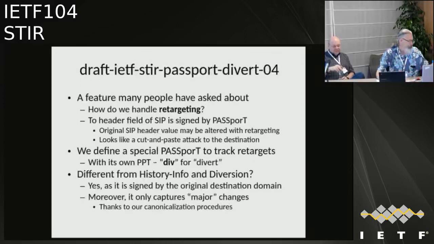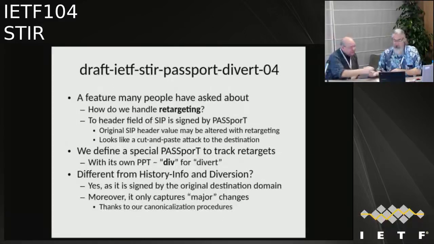So what is divert, and why do we keep working on this forever? Because this answers a pretty pressing issue for STIR, which is in a lot of these forwarding cases, you may end up with a two-header field being signed by Passport, but if something gets changed in midstream, that may not ultimately end up being the destination of calls. This is a property of SIP that has been understood for some time.